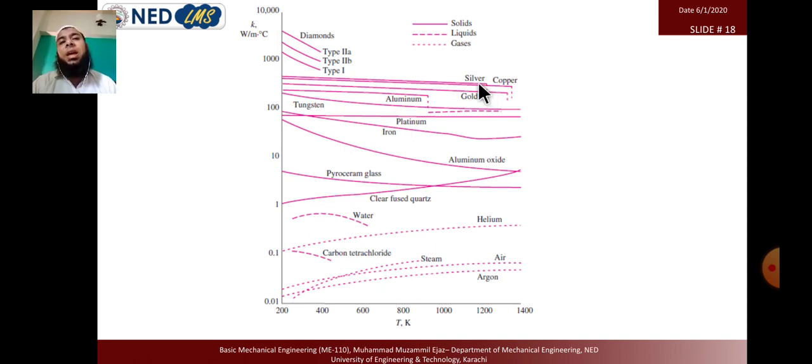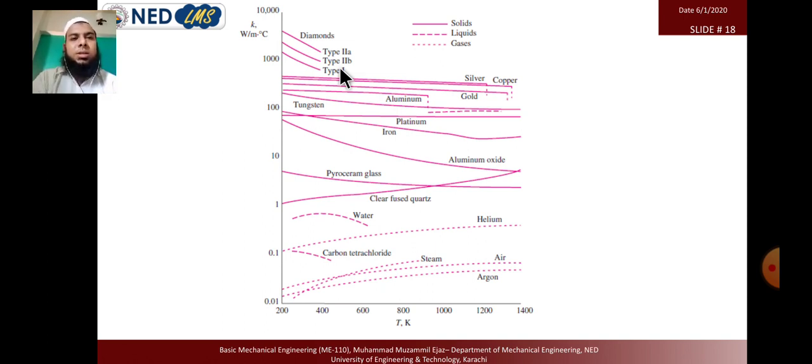Silver has a very high thermal conductivity, so it has a very high ability to transfer heat from one point to another due to the adjacent motion of the molecules in the solids. After that, we have a higher value of thermal conductivity in diamonds, in different forms of diamonds. So diamonds are also a very good conductor of heat in conduction.